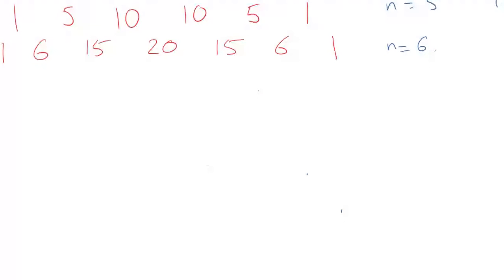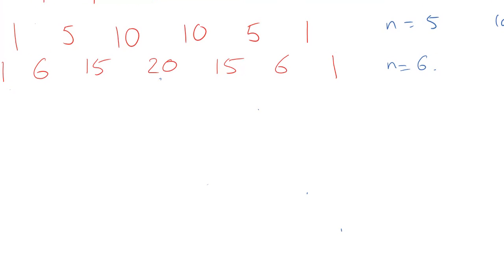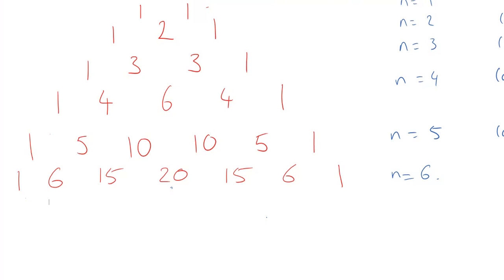Also, there are 7 terms in the 6th line. Look, 1, 2, 3, 4, 5, 6, 7. And there is always one more term in the line than the n value. So in the 6th line, there are 7 terms. In the 5th line, when n is 5, there are going to be 6 terms. So these are all things that are useful to mention, and we'll come back to those a little bit later. So there is Pascal's triangle.